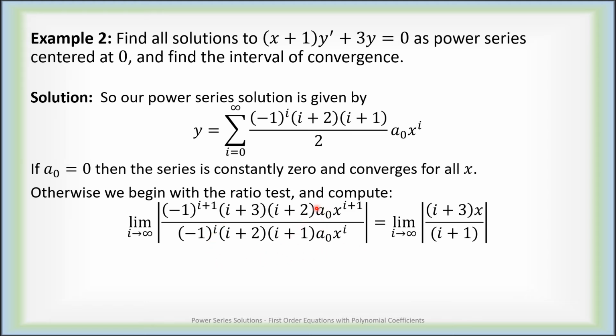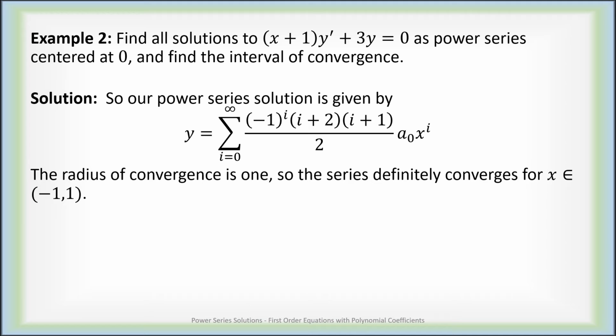The a_0s cancel out. (i+2) over (i+2) cancels. Since we have an absolute value in the ratio test, these negative 1s to powers don't really matter, and we're really just taking the limit, as i tends to infinity, of (i+3) times x over (i+1), all in absolute value. However, that limit is just the absolute value of x. That's a constant that factors out of the limit, and then (i+3) over (i+1) tends to 1. So, according to the ratio test, this power series converges whenever the absolute value of x is less than 1. It diverges whenever the absolute value of x is larger than 1, but for x equals plus or minus 1, it's a little unclear. So the radius of convergence is 1.